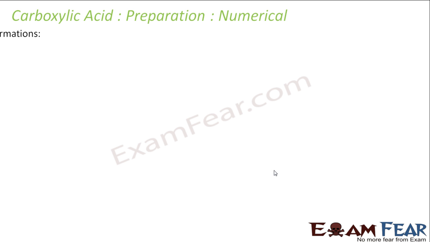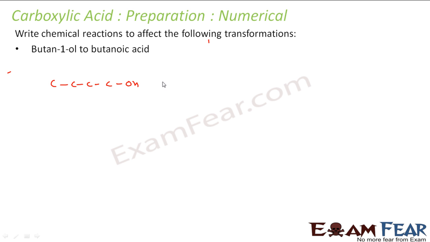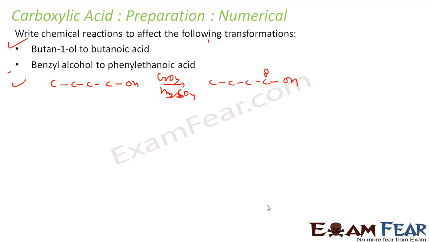We'll take some numericals now. We had tried the equation for transformation of butan-1-ol to butanoic acid. So I have butan-1-ol, and I have to convert it to butanoic acid. What I can do is oxidation. I can use a very strong oxidizing agent, and it will be converted. This is done.